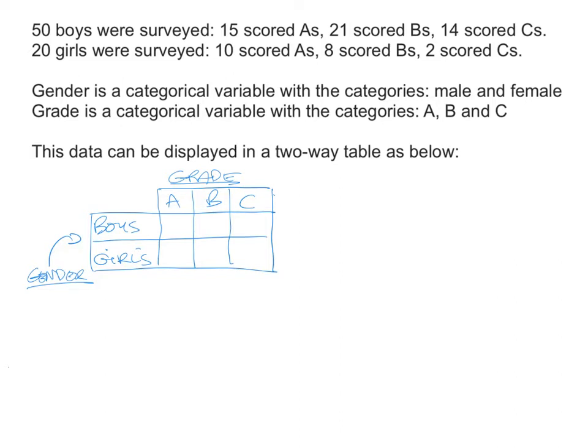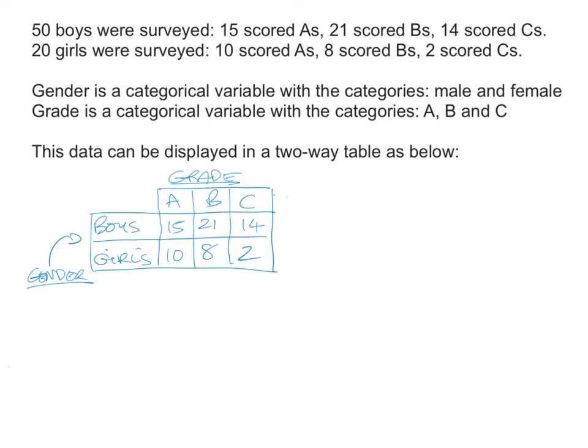Alright, 50 boys were surveyed, 15 scored A's. So the intersection between the A category and the boys category is here. And that will be filled in with 15, because 15 boys scored A's, 21 boys scored B's, 14 scored C's, 20 girls were surveyed, 10 scored A's, 8 scored B's, 2 scored C's. Alright, that's essentially the two-way table.